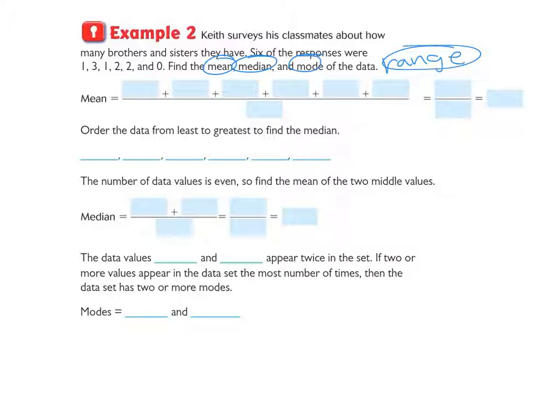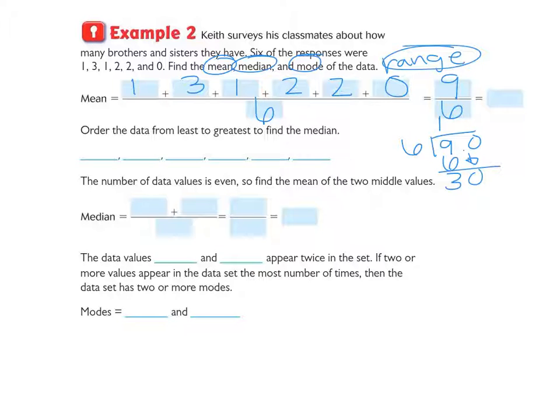So my mean, I'm going to add all these numbers up. 1 plus 3 plus 1 plus 2 plus 2 plus 0. How many numbers do I have? Looks like 1, 2, 3, 4, 5, 6, divided by 6. I'm not going to use a calculator for these numbers because these are easy. 1 plus 3 is 4, plus 1 is 5, 6, 7, 8, 9. 9 divided by 6. It's going to give me a decimal. Goes in once. And looks like 1.5. So our answer is 1.5 for our mean.